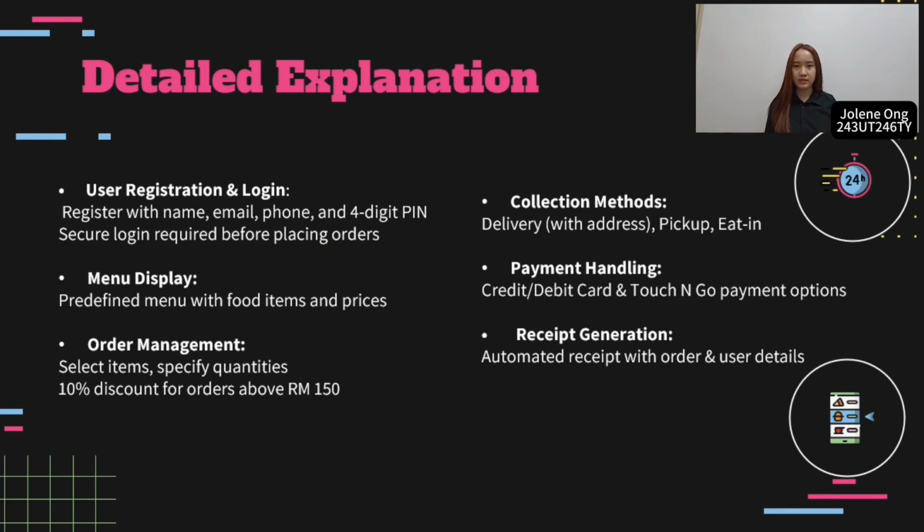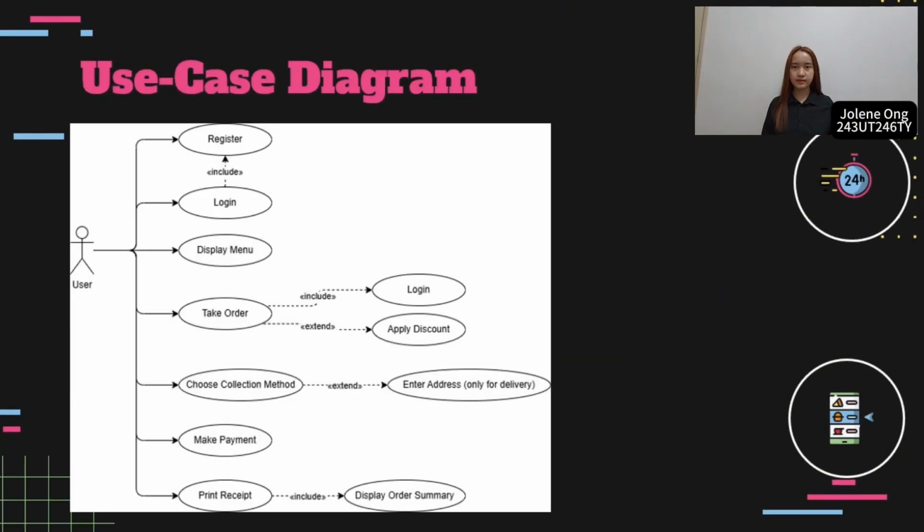Next is payment handling. Payments are processed securely through credit or debit cards or Touch 'n Go. And the last one is receipt generation. After payment, the system will generate a detailed receipt with order and user information. Next is the use case diagram. This diagram illustrates the interaction between the user and the system.